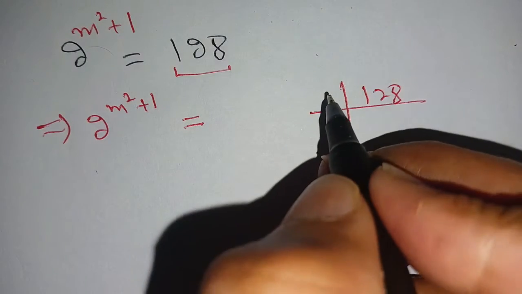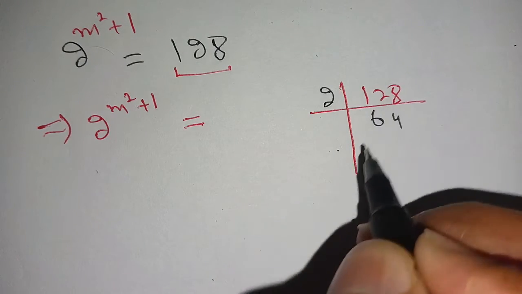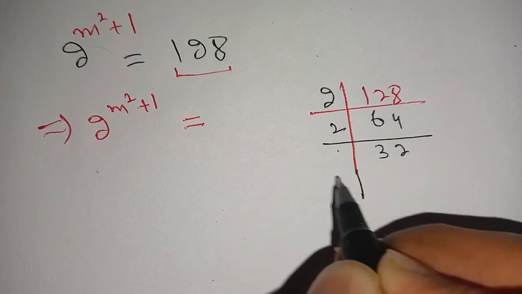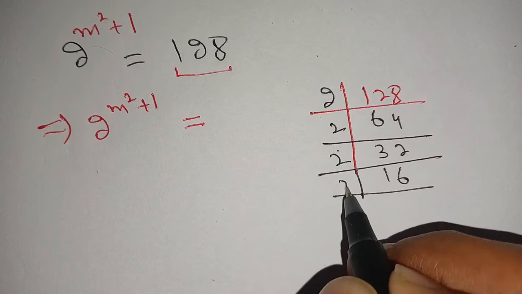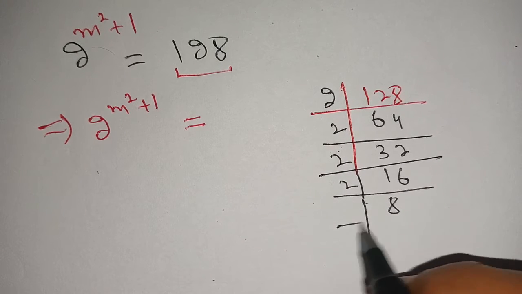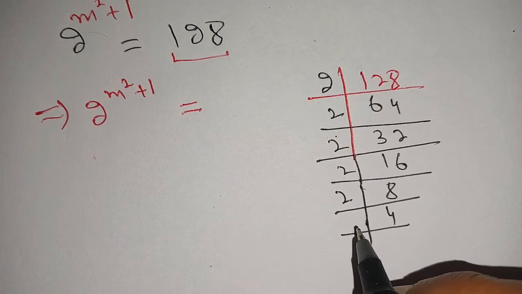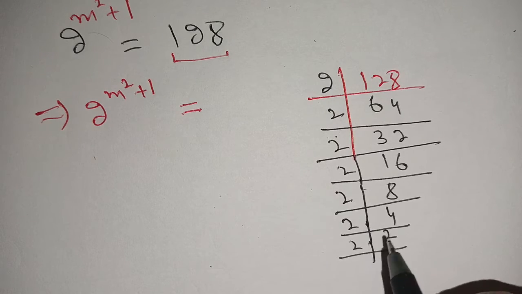It goes with 2. Means that 2 times 64 becomes 128. 2 times 32 becomes 64. 2 times 16 becomes 32. 2 times 8 becomes 16. 2 times 4 becomes 8. 2 times 2 becomes 4. 2 times 1 becomes 2.